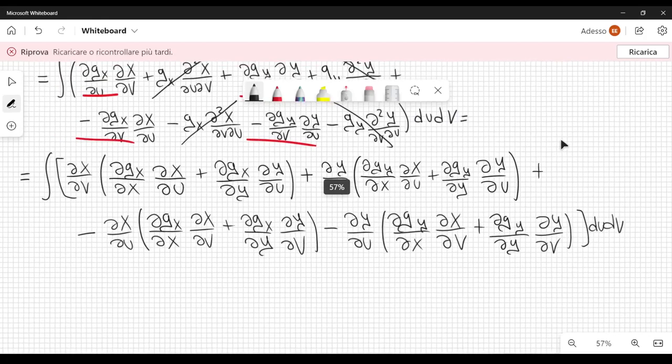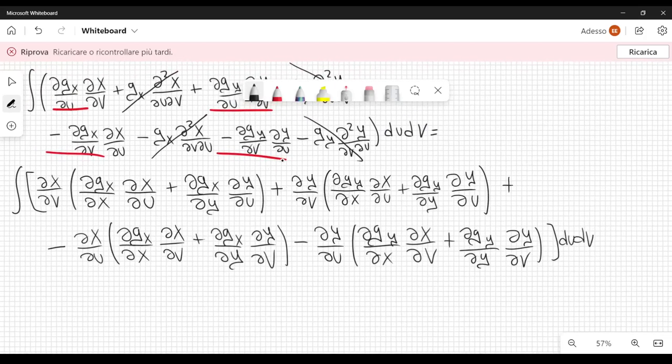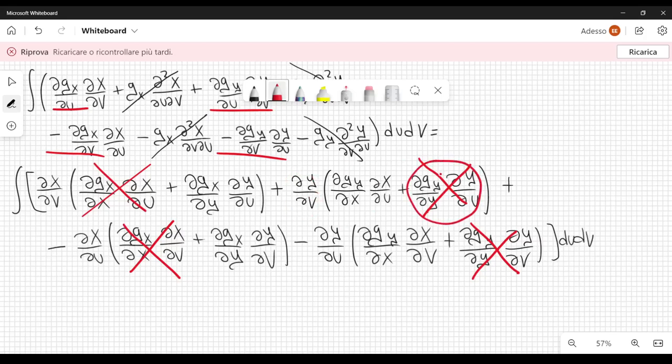And now you can see that some of these terms cancel, because for example this term here cancels, where is it? This term over here, right? They are exactly the same with opposite signs. And then we also have this one here, which cancels this one down here, right? When you take a look at this one multiplied by these two, it's exactly the same as this one multiplied by this, but with an opposite sign. So the expression simplifies a little bit.